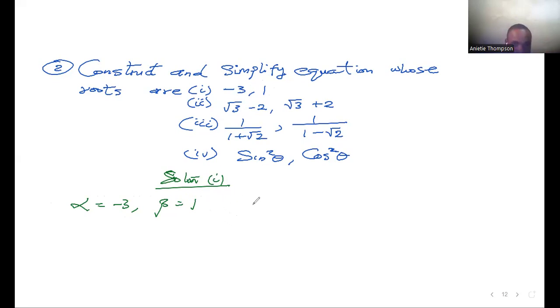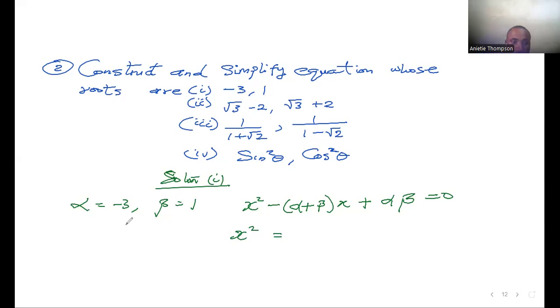So before you solve this, I would like you to recollect something. Remember, the relationship between the roots of the equation and the equation itself is that the equation is made up of x squared minus the sum of the roots, alpha plus beta, times x, plus the product of the roots, equals 0. So any quadratic equation is in this pattern, provided the leading coefficient equals 1. If you do the substitution into this equation, the required equation will be obtained.